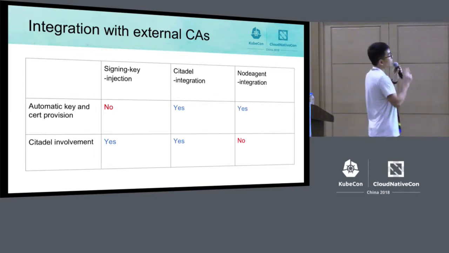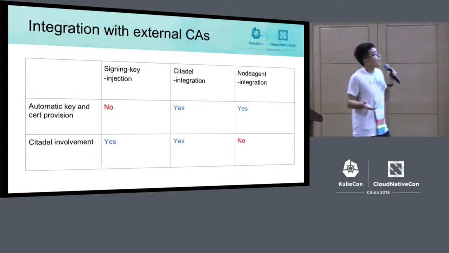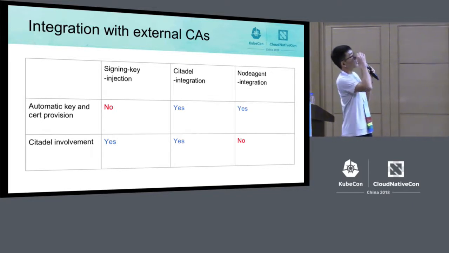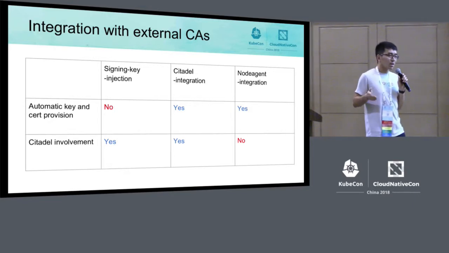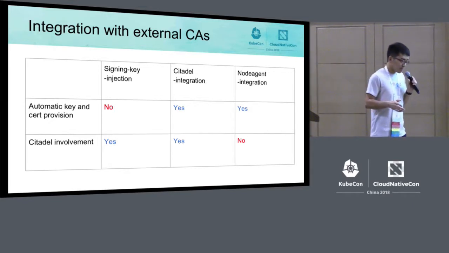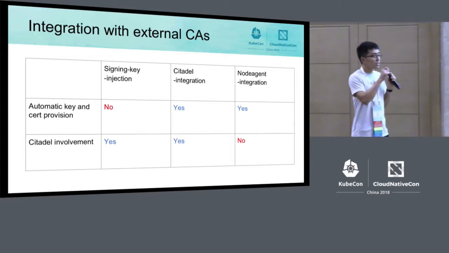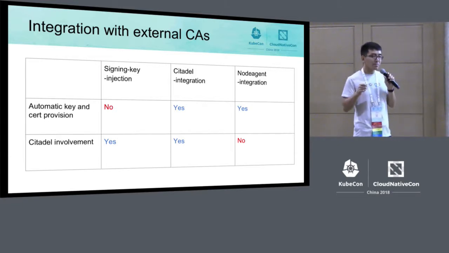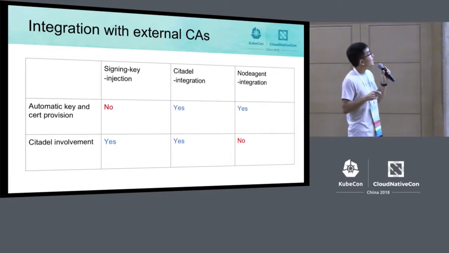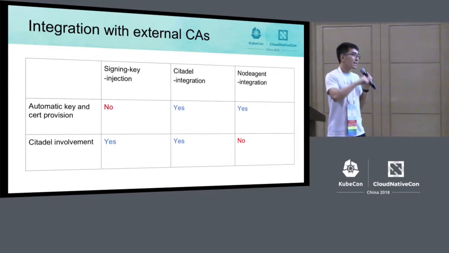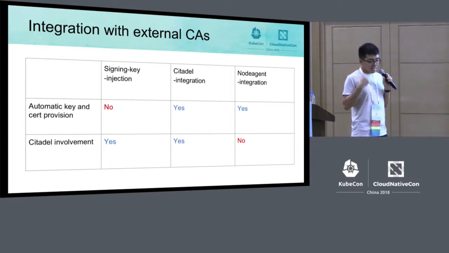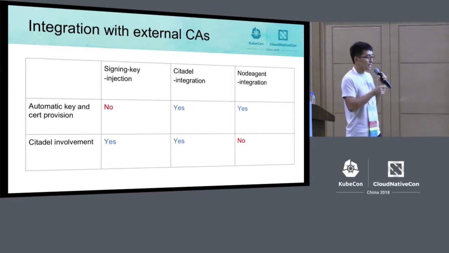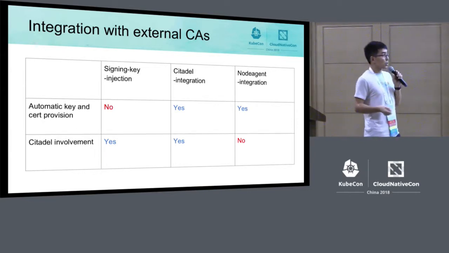We propose 3 approaches here, depending on how your system is designed, what you want. The first one is the signing key injection. This already exists in our current system. What it does is it allows the user to manually grab the key and cert from their own CA and then put that key and cert into the system by the secret volume mount. And then the CA will see, okay, there's a new signing key and cert, and they will use it. It's manual, unless you write a script.